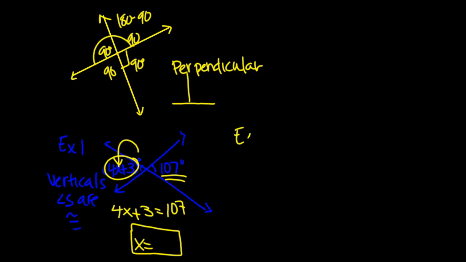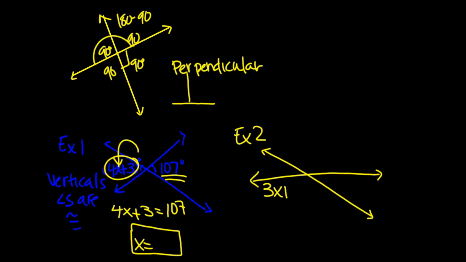All right, here's your second example. You can pause the video and finish that one if you want to and then come back, but here's your second example. This is 3x plus 6, this angle, and this angle is 2x plus 4. All right, so what do I know about these two angles?